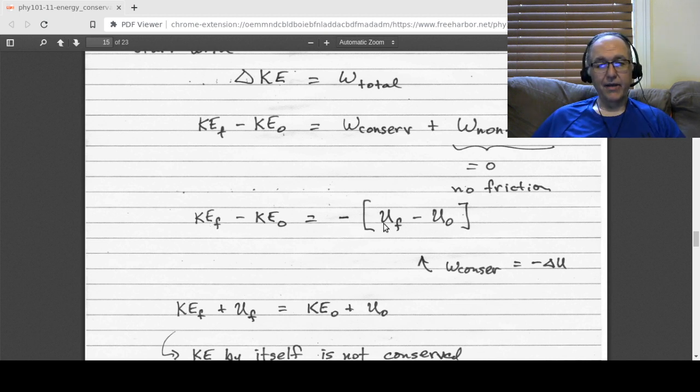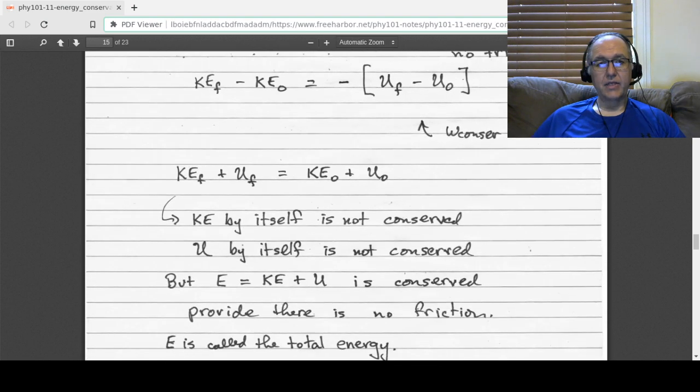So if I have here a negative UF, I can bring it to the left-hand side, and that becomes a positive UF. And over here, I have a negative kinetic energy initial. I bring that to the right-hand side, and it becomes positive. And we get this equation here. And this is actually what we're going to be using, okay? It's a very intuitive equation, and it's exactly the conservation law that I mentioned right at the beginning.